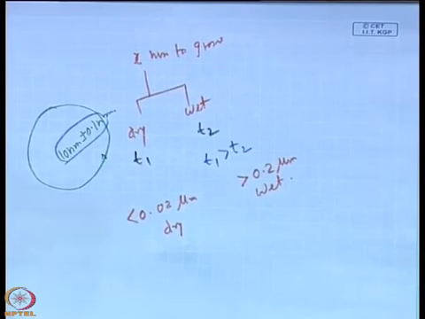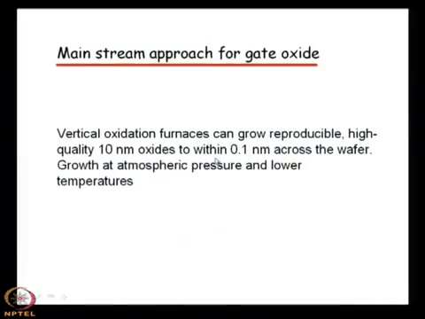So, that is very precise, and this 10 nanometer is what we have seen is used in the case of the gate oxide in MOS technology, and also the growth at atmospheric pressure and at lower temperatures. So, that is the mainstream approach for gate oxide, which has been followed in the industry.